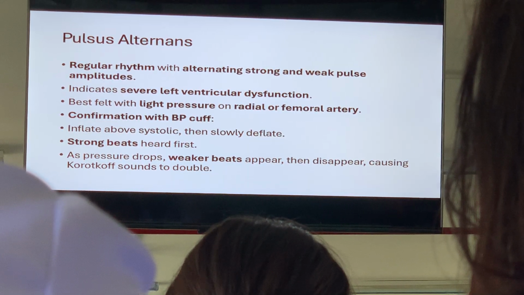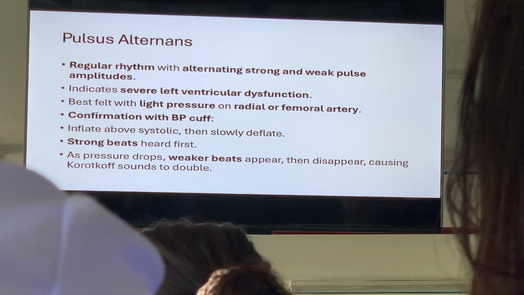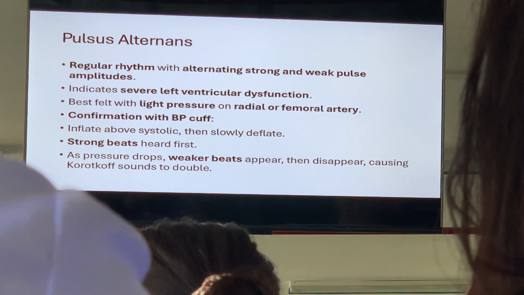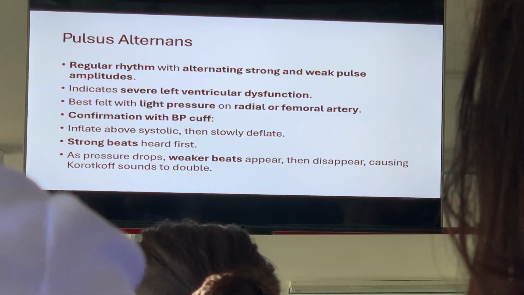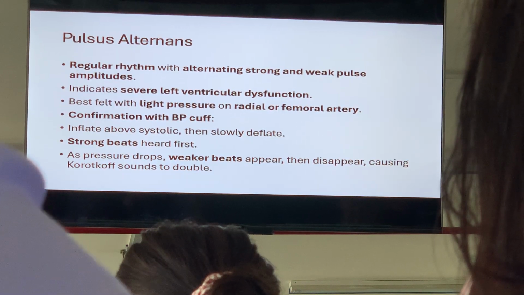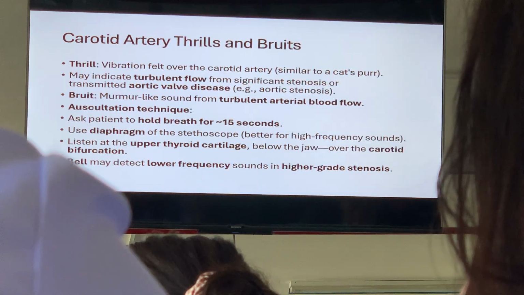It's best felt with light pressure on the radial or femoral artery, and it's confirmed with a BP cuff. You inflate above the systolic and slowly deflate. Then you hear the strong beats first. As the pressure drops, the weaker beats appear, causing the Korotkoff sound to double. Otherwise it should be normal and regular.